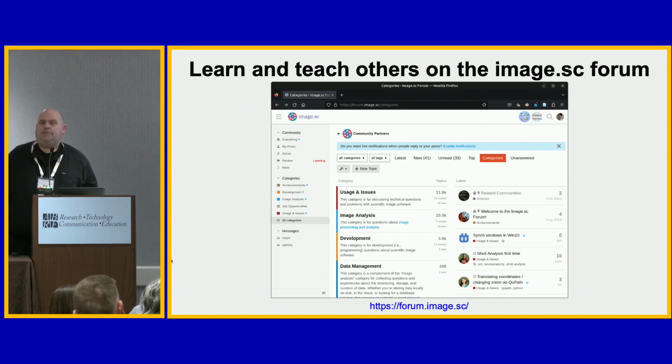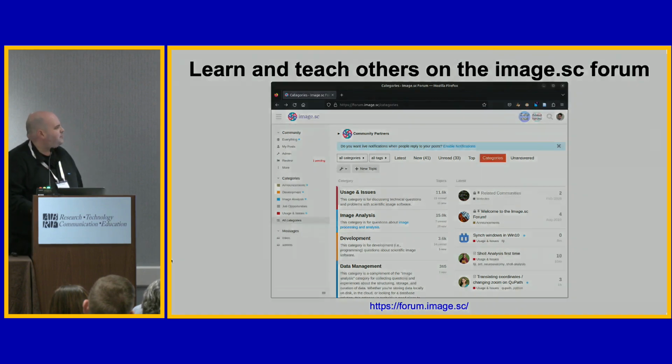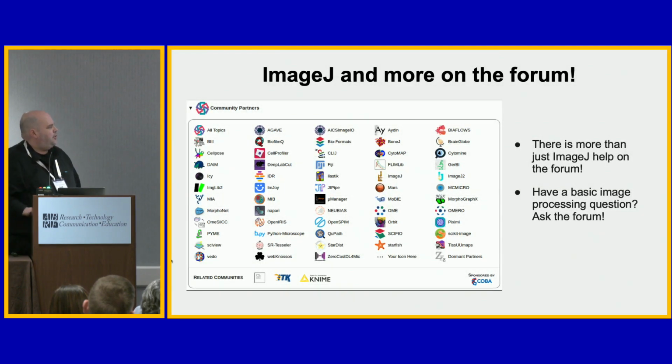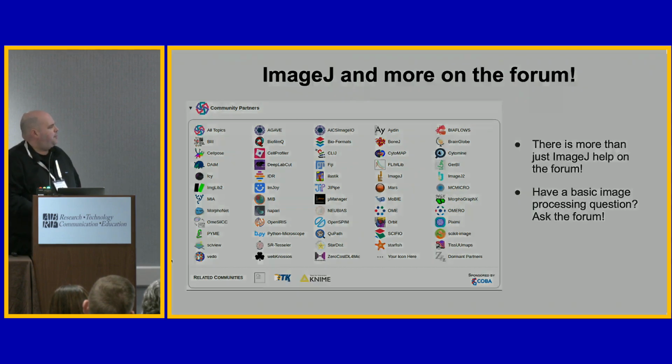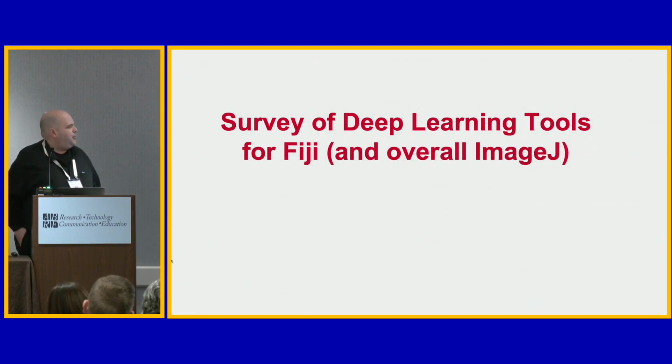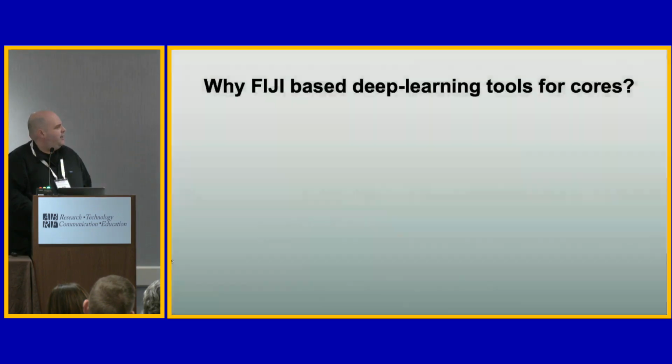Oftentimes, ImageJ can be used as a tool to see what you want to do, and then you can move to a commercial solution. So commercial solutions are wonderful options and I'm definitely in great favor of that. And then you can see all the various tools that are available on ImageJ as well, I mean, other tools besides ImageJ on the forum. So why deep learning tools when you're thinking about a core? Why would that make sense?